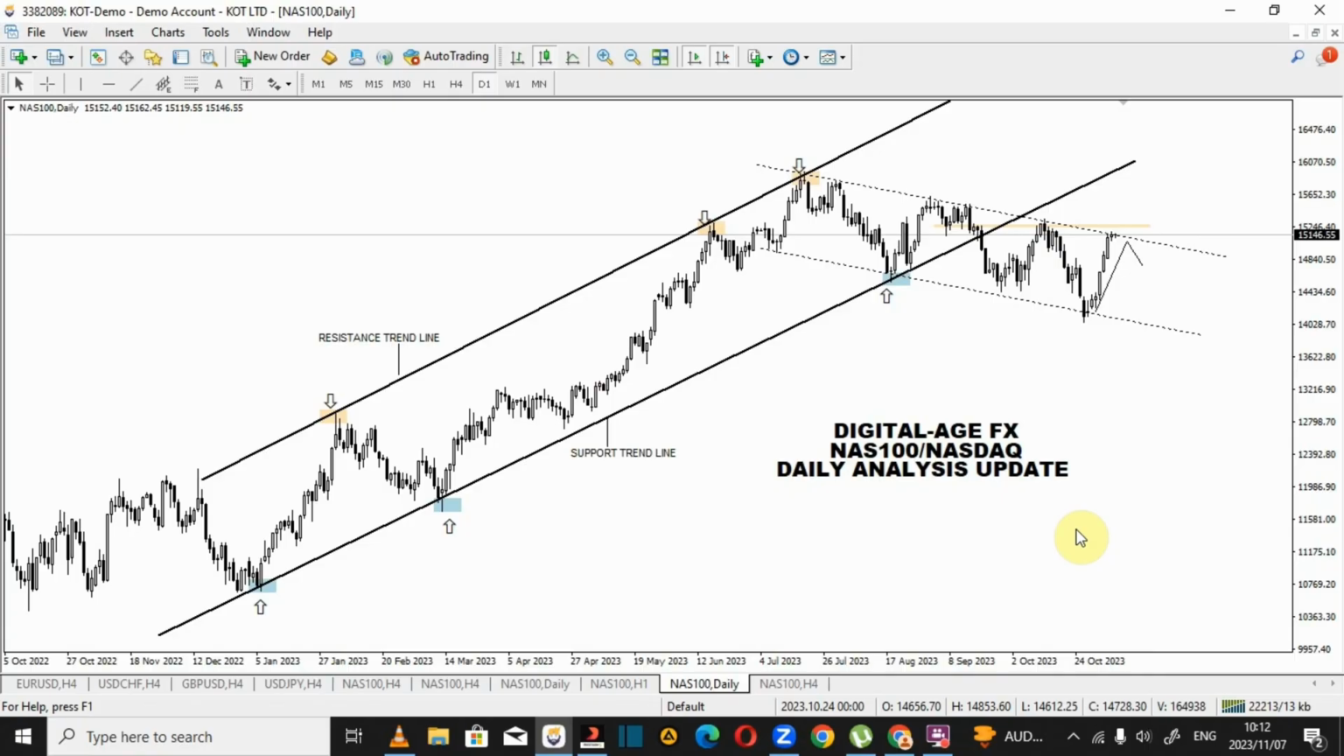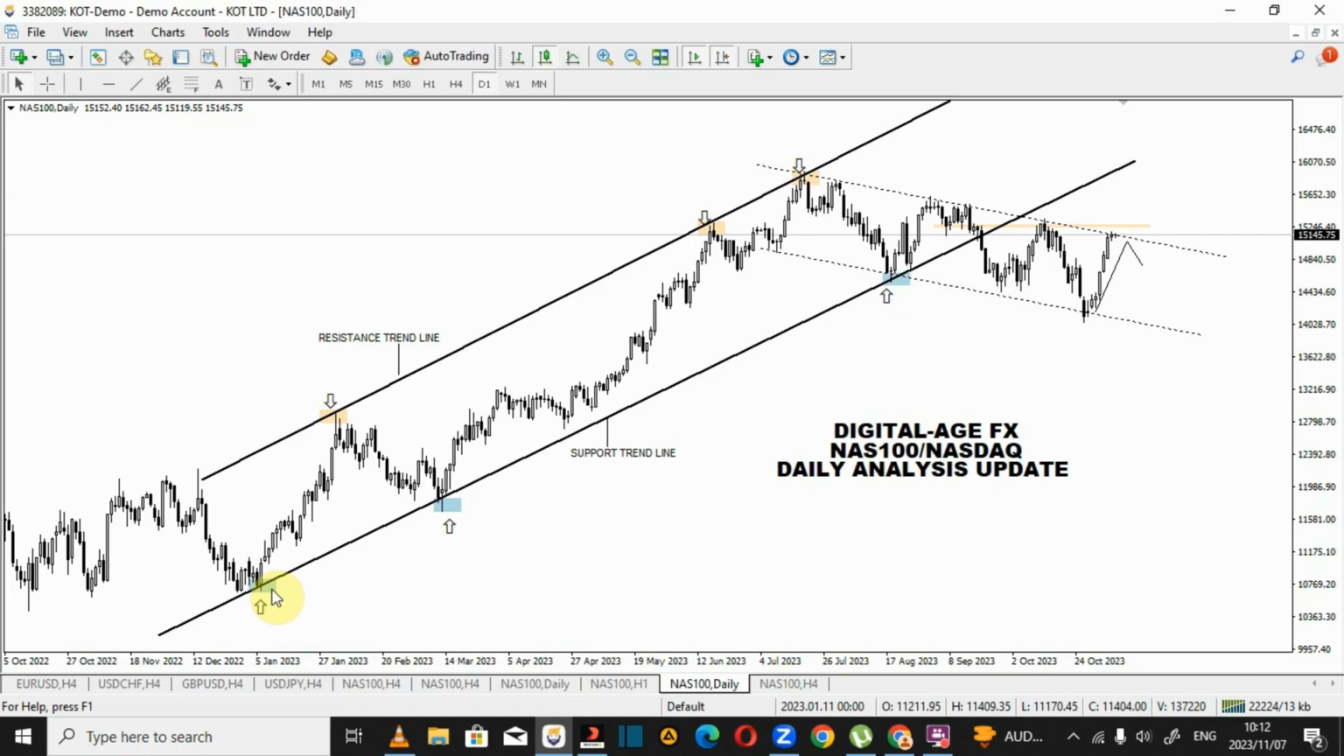So as you can see now, this is the NAS100 daily analysis update. In this daily analysis update, I will just show you on certain levels where you can buy and sell. So if you look at the blue marked areas, they represent where you should buy.